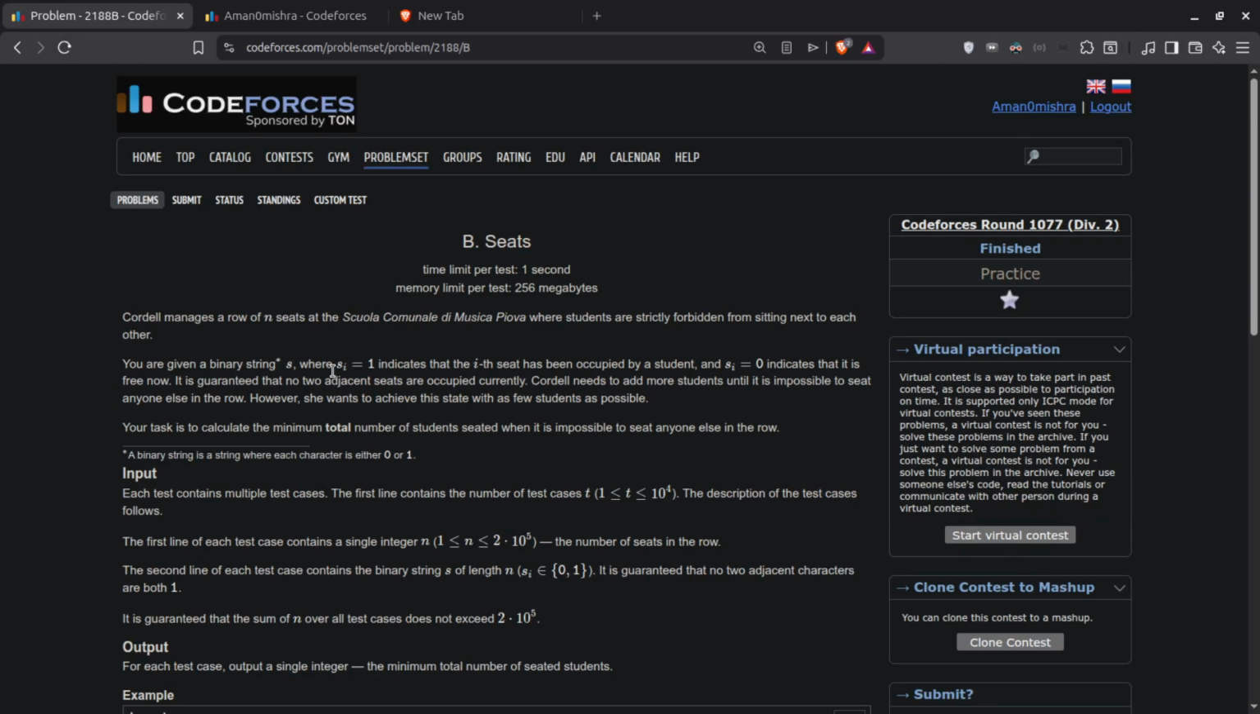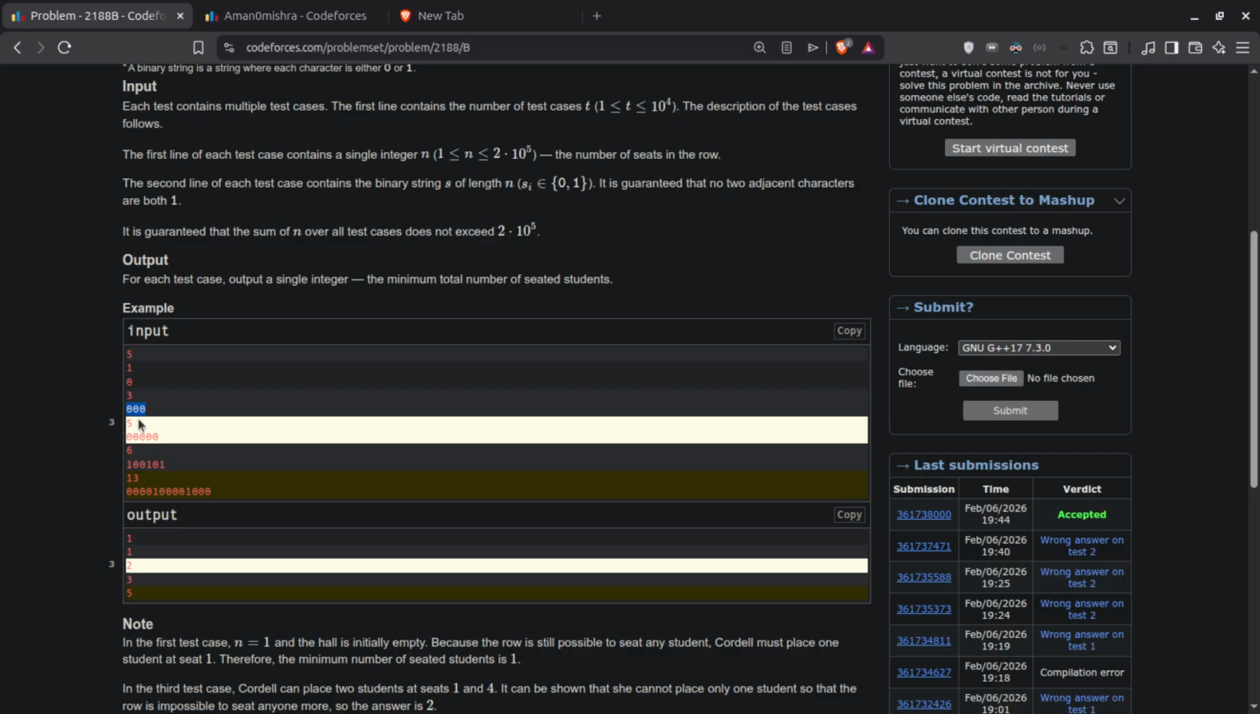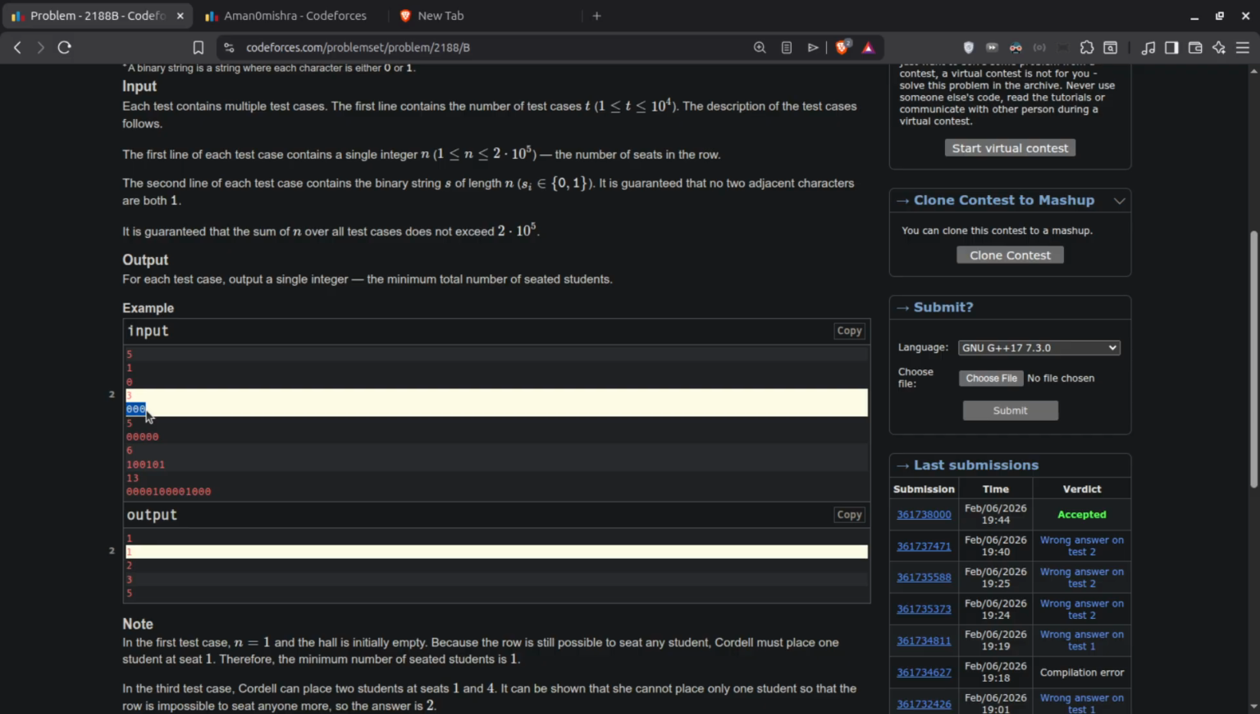First, read the question and understand what it is saying. You have to find the minimum number of students in a row of seats, where 0 is free and you have to assemble a minimum number of students who can sit in this row. Like in 3 seats, what is the minimum number of students who can sit? Either 1 or 2; 1 will be the minimum. We want the minimum number of students to sit.